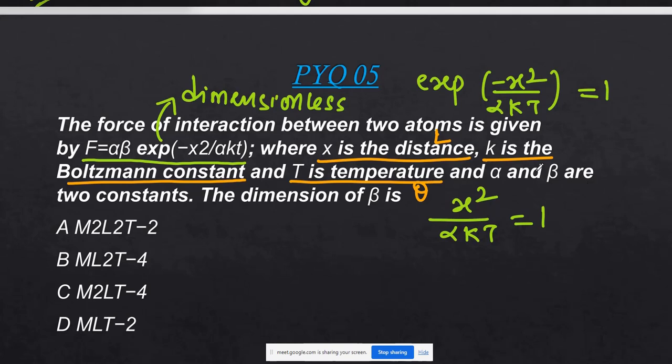And alpha and beta are two constants. The question: the dimension of beta is? So they just gave one formula and they're asking you the dimensional formula for the constant beta. So what shall we do now? Again use the principle of homogeneity. First point: dimensionally LHS will be equal to RHS.